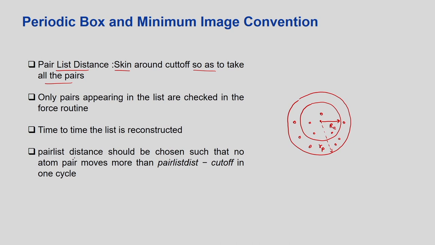This pairlist distance, how will you know what this skin dimension should be? This distance should be chosen in such a manner, based on your system, that for this particular difference of pairlist minus cutoff, no atom pair moves more than this in one cycle. So, only pairs appearing in the list are checked in the force routine, and from time to time this list will be reconstructed. So, choose this distance so that none of them moves more than it in one cycle. That is the way you can reduce the force calculation. You should not do the calculation again and again.